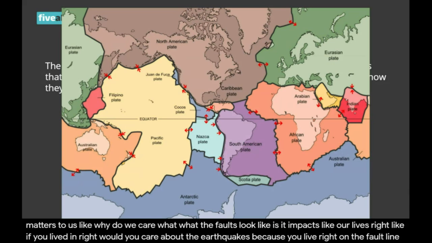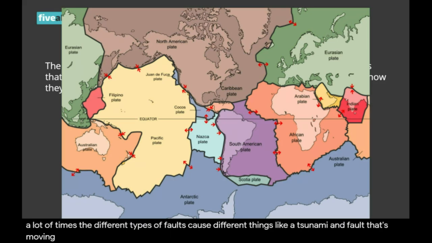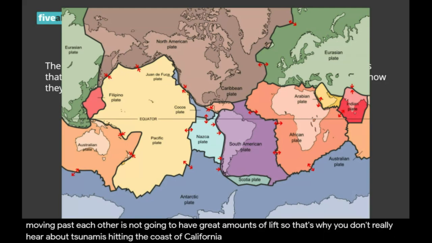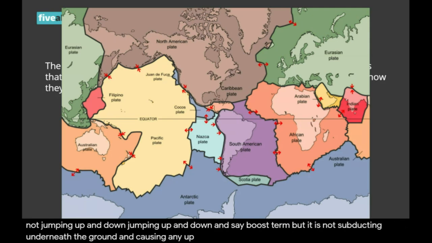And same thing, a lot of times the different types of faults cause different things, like a tsunami. A fault that's moving past each other is not going to have great amounts of lift. So that's why you don't really hear about tsunamis hitting the coast of California, because that fault is moving past each other. It's not jumping up and down. Jumping up and down is a loose term, but it is not subducting underneath the ground and causing any uplift or anything like that every time it slips.